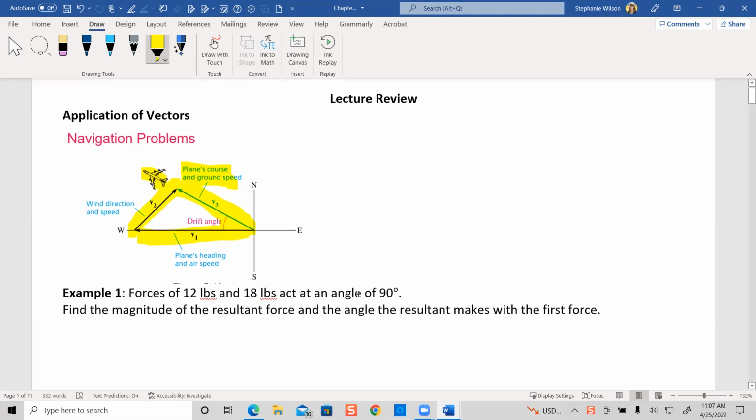It says forces of 12 pounds and 18 pounds act at a 90 degrees angle. Find the magnitude of the resultant force and the angle the resultant makes with the first force. So let's talk about it. Let me scroll up and make me some room here.